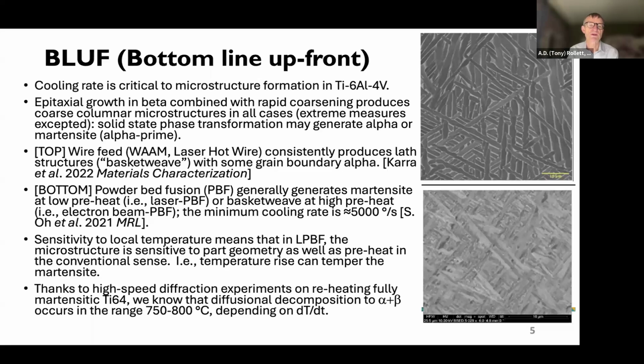So it means that the microstructure that you get, even as printed, is quite sensitive to local conditions. Although if you deliberately heat treat and you go hot enough, high enough in temperature to decompose the martensite, you can, to some extent, regularize the microstructure.